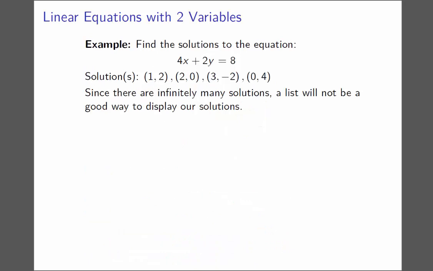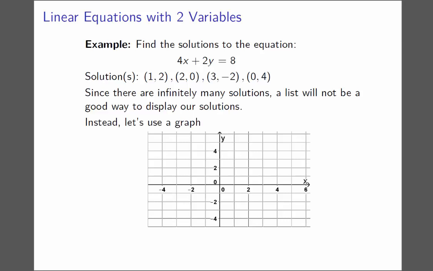Since there are infinitely many solutions, a list will not be a good way to display our solutions. Instead, let's use a graph. We place the red point (1, 2) on the graph where x is 1 and y is 2. The point (2, 0) is when x is 2 and y is 0. (3, -2) is when x is 3 and y is -2, and (0, 4) is the point where x is 0 and we just move up along the y-axis 4.